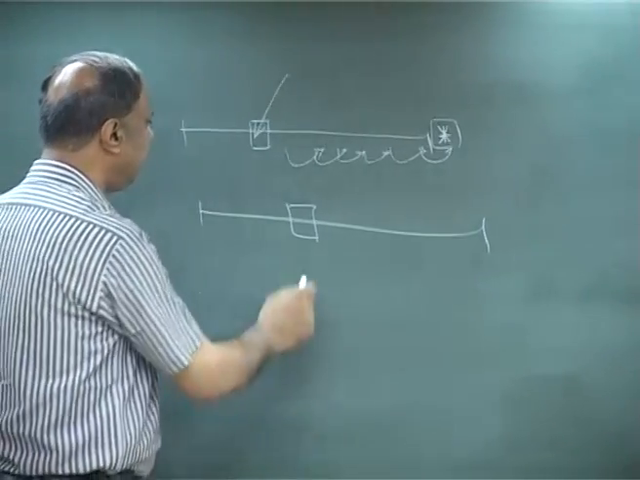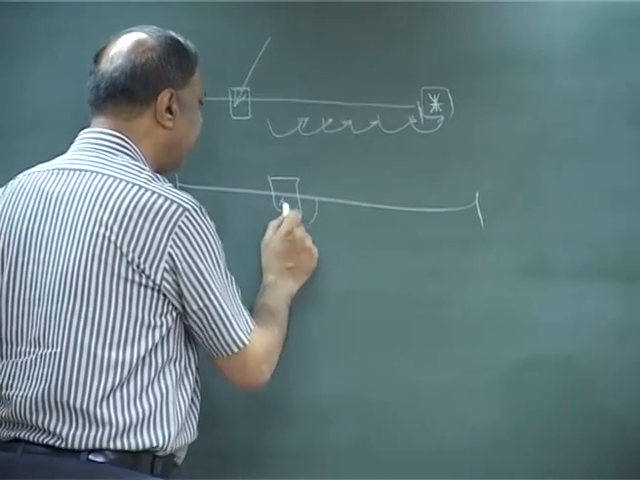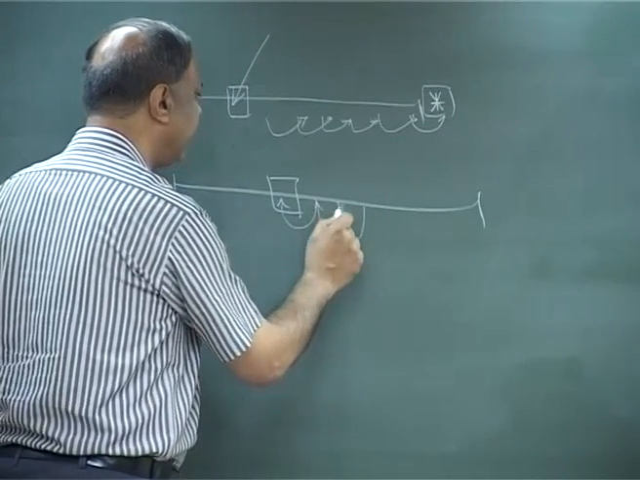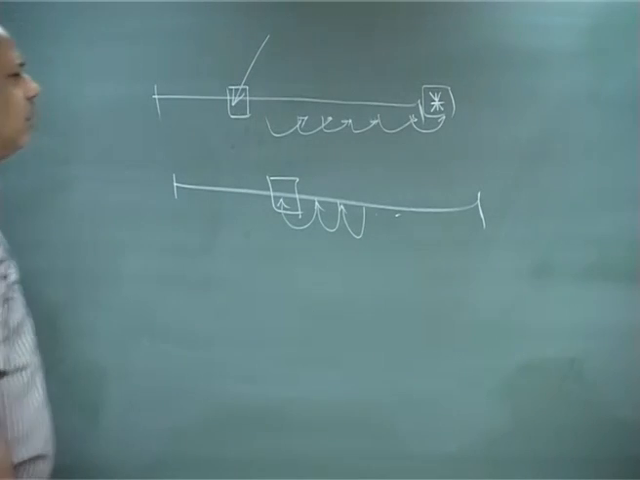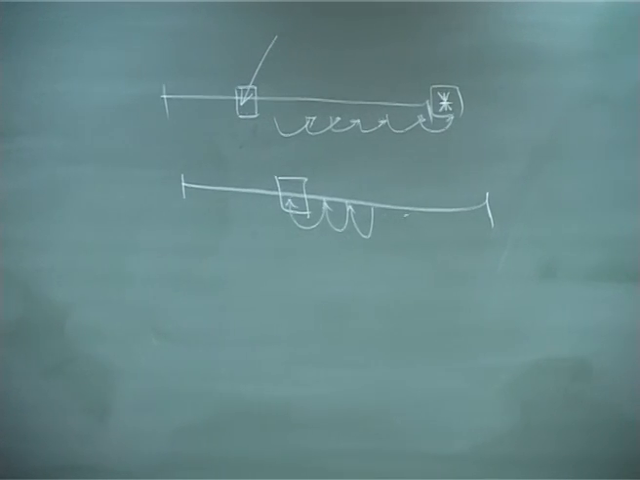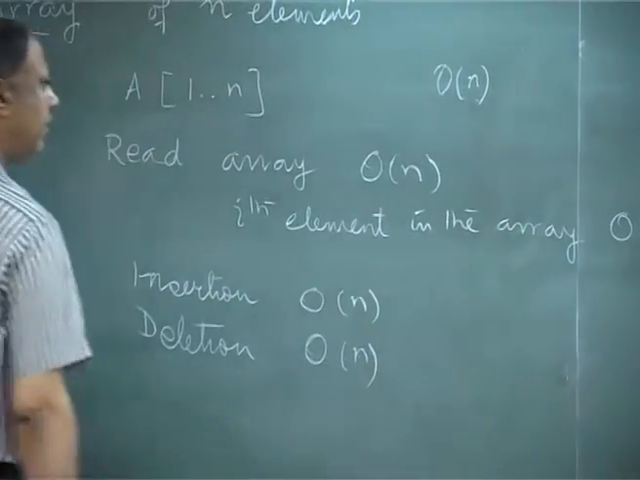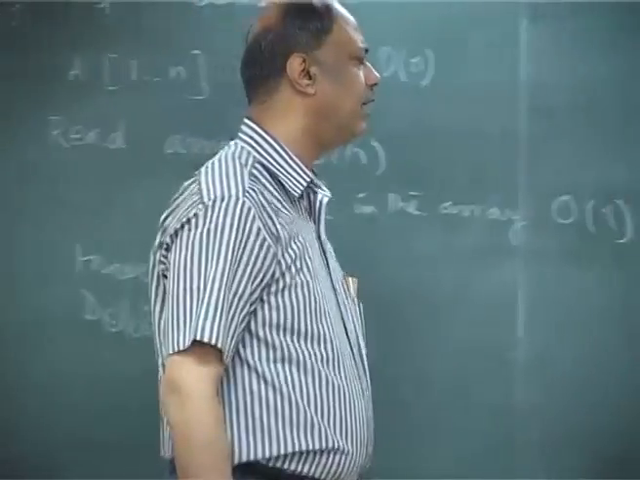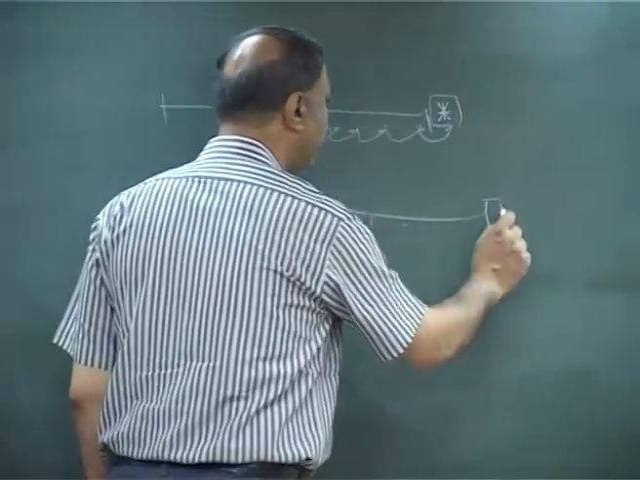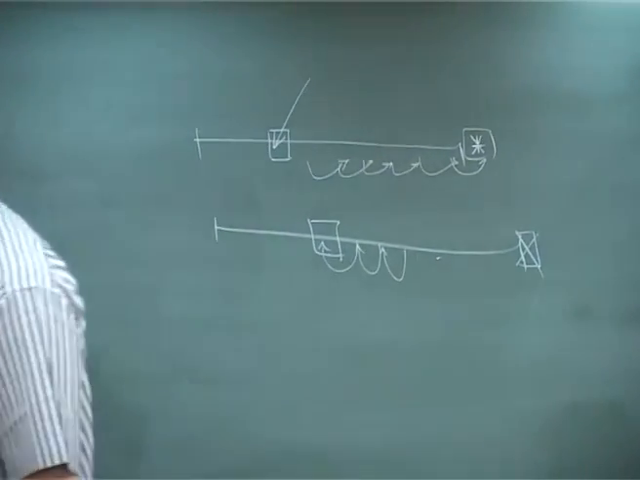Then you observe that in order to delete, you cannot just delete it. You have to bring this element here, this element here, this element here, and so on. So again, deletion also takes order n time. But in the best possible case, suppose I want to delete the last element, then it takes a constant amount of time.